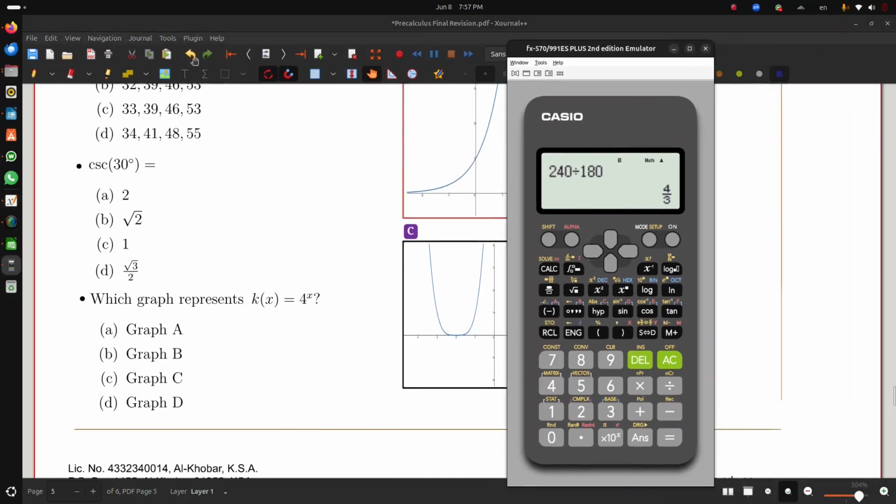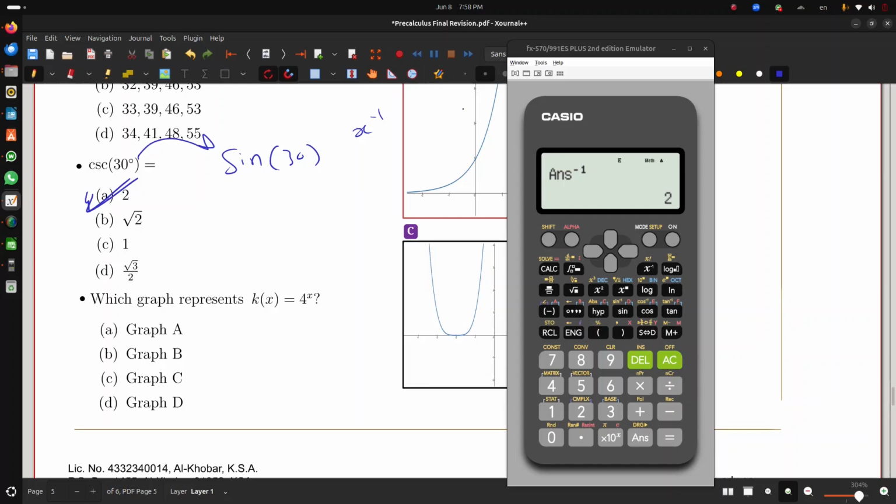Okay, next. Cosecant 30. Okay, cosecant. To get cosecant, it's the reciprocal of sine. So get sine 30 and get its reciprocal. Okay, so sine 30 equals, and then press this button, it will be 2.